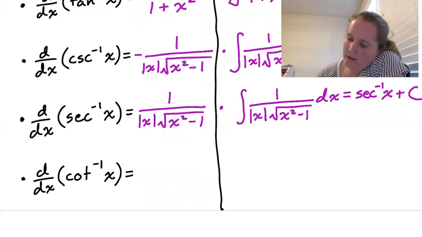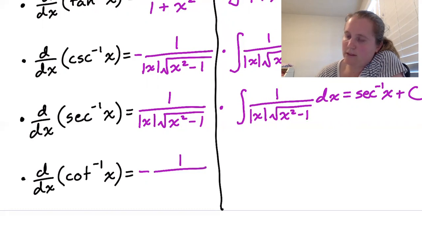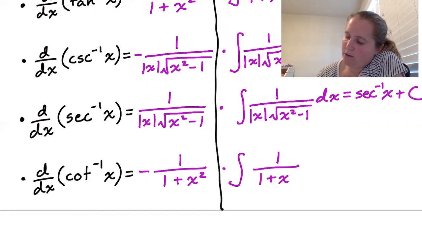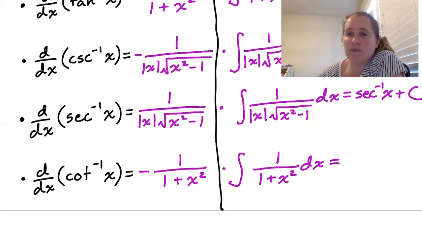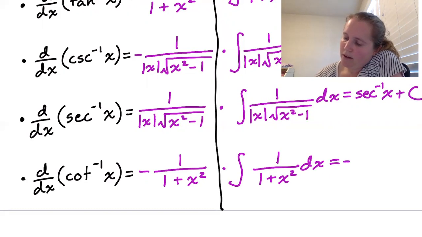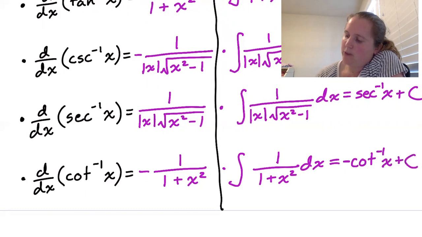And then cotan inverse, the derivative of cotan inverse was negative 1 over 1 plus x squared. And so this would be the integral of 1 over 1 plus x squared dx. I didn't have the negative here, so I'll have to do the negative in the antiderivative. We get negative cotan inverse x plus c.